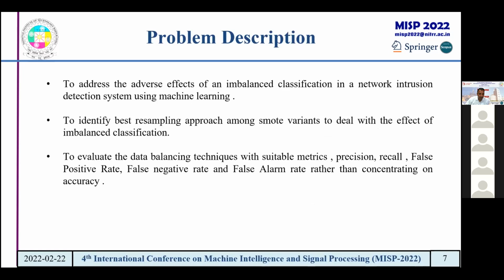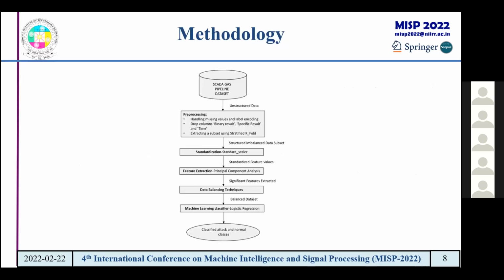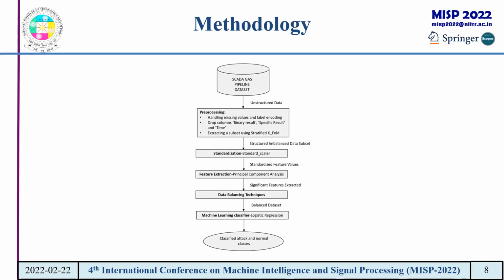Our problem description is to address the adverse effects of imbalanced classification in network IDS using machine learning, and to identify the best resampling approach among the SMOTE variants to deal with the effect of imbalanced classification, and to evaluate the data balancing techniques with suitable metrics such as precision, recall, false positive rate, false negative rate, and false alarm rate, rather than concentrating on accuracy. So to meet the objective, the following methodologies are used. Let me explain these methodologies.